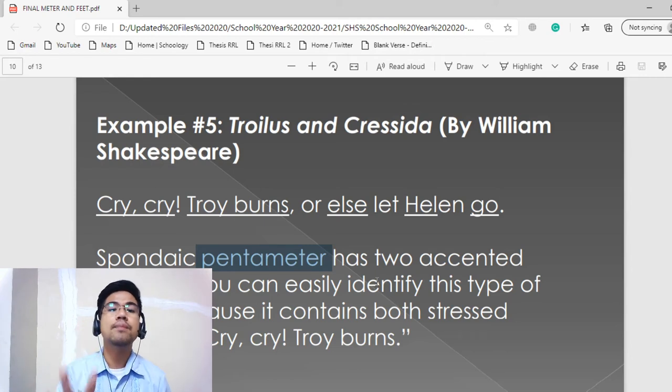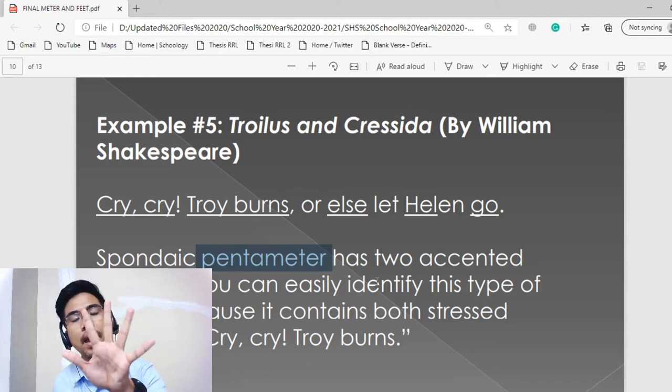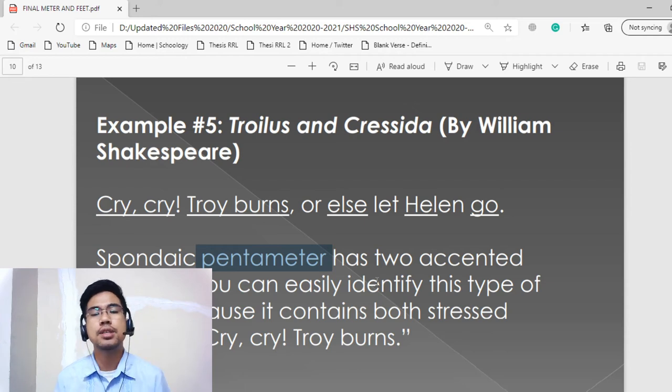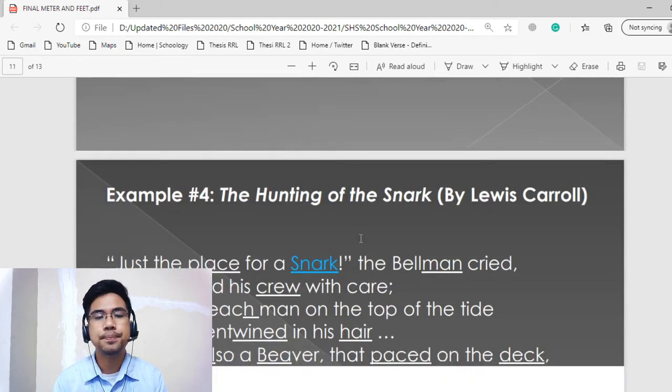Did you understand? It's spondaic because the sound pattern implores stressed, stressed. And it's pentameter because it has 10 syllables divided by two pairs. There are five pairs of syllables in this line. That is why it is called a spondaic pentameter. Okay? I hope that is clear.